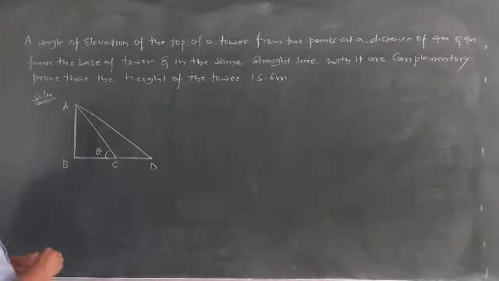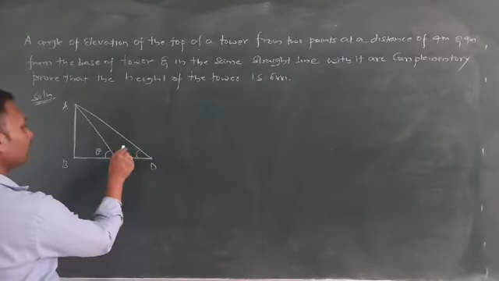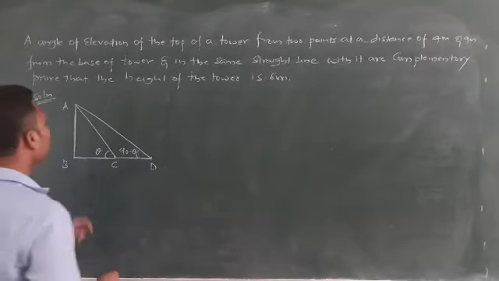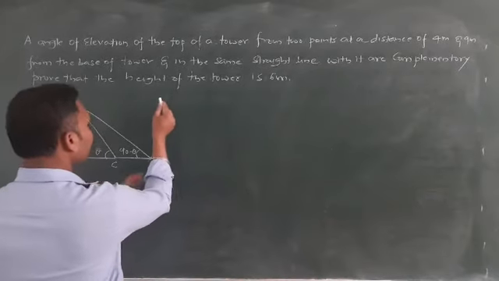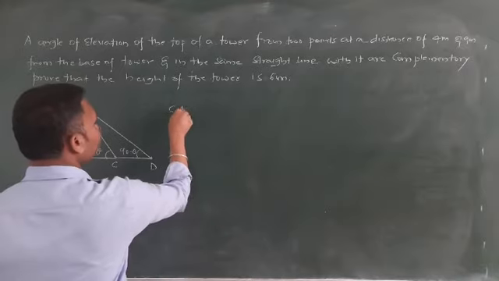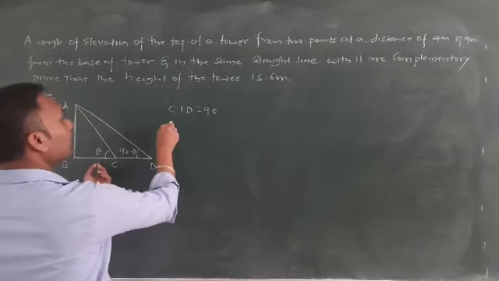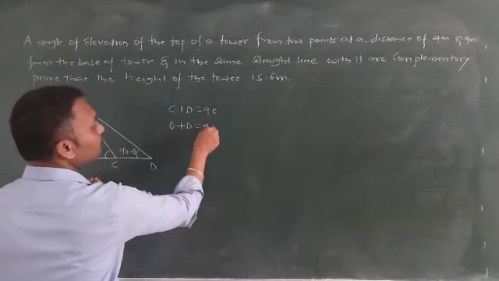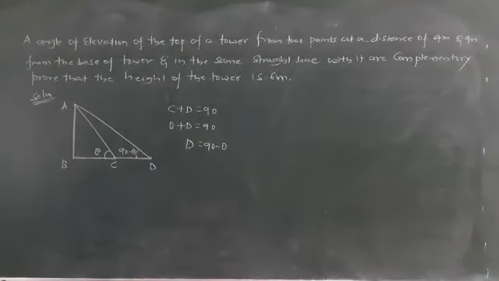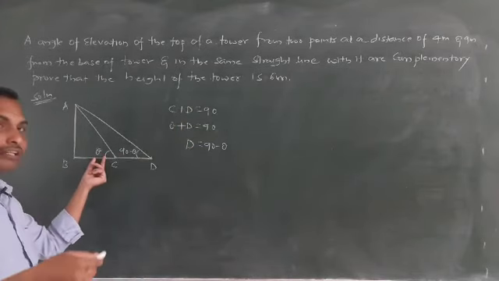I'll take this as theta. If I take this as theta, then this angle automatically becomes 90 minus theta, isn't it? Let me show you how. Now the two angles C plus D are both 90. If we take C as theta, plus D we need, this is 90. So D is automatically 90 minus theta. The sum of two angles is equal to 90 degree.